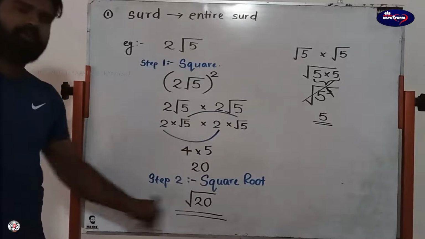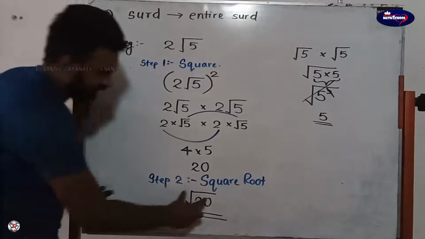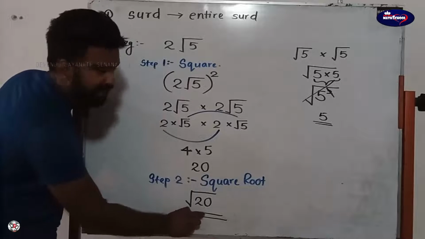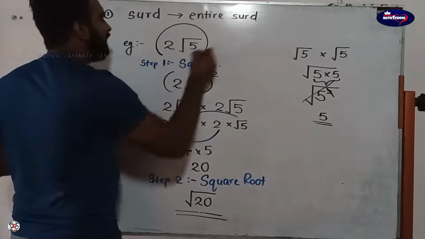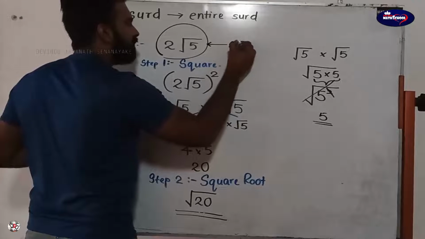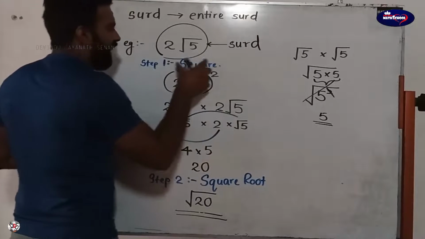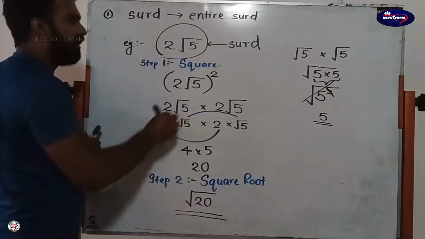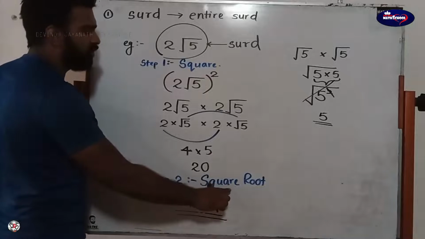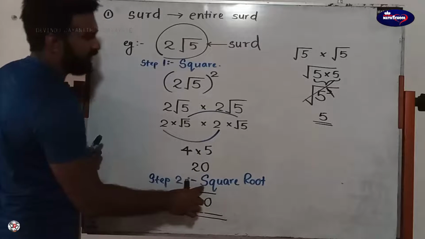So here we will obtain the entire surd. This is what we call the entire surd. This is the surd right here. We squared it and we got the answer as 12. Because we have put the square, we have to use the square root. So we have used it.